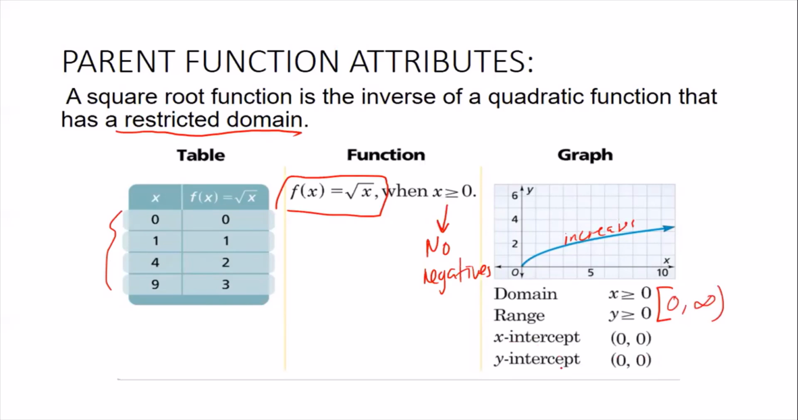Our x-intercept and our y-intercept are asking us, where do you cross the x and y axis? And that both takes place at the origin. Any questions so far about the parent function? We're good? Looks familiar? Okay, cool.